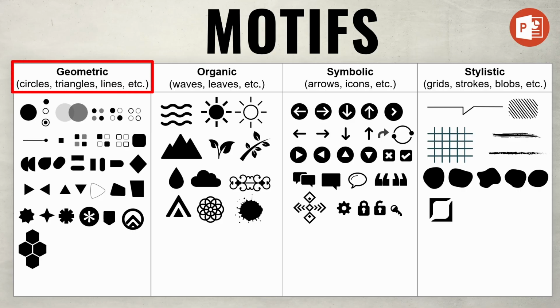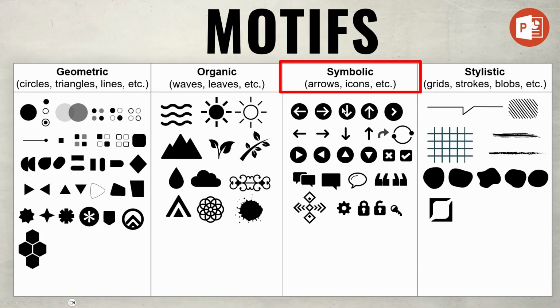First is geometric. These include standard shapes like circles, triangles, rectangles, diamond shapes, hexagons, and so on. Then we have organic or natural motifs. These include mountains, leaves, vines, splotches, waves, sun, moon, and so on.